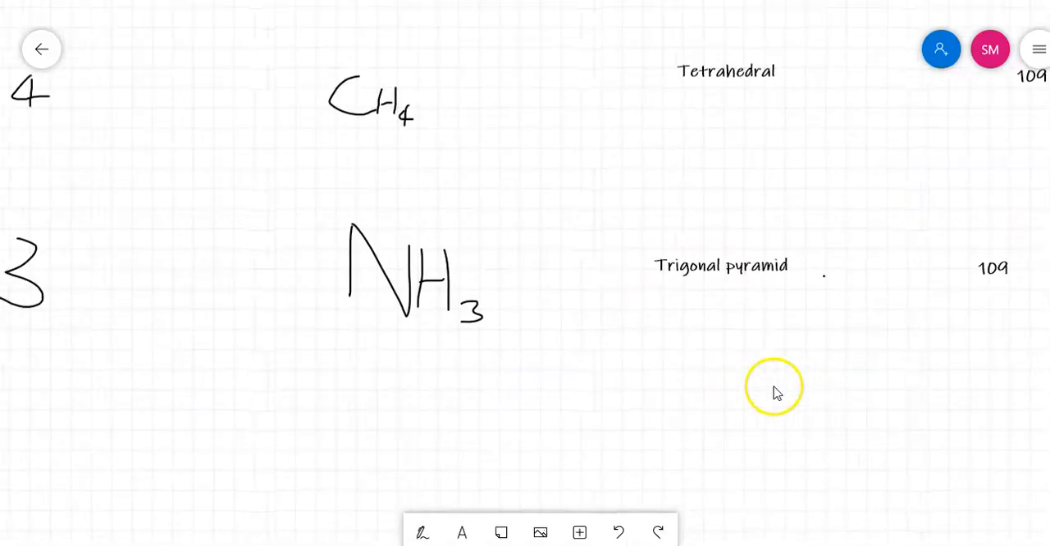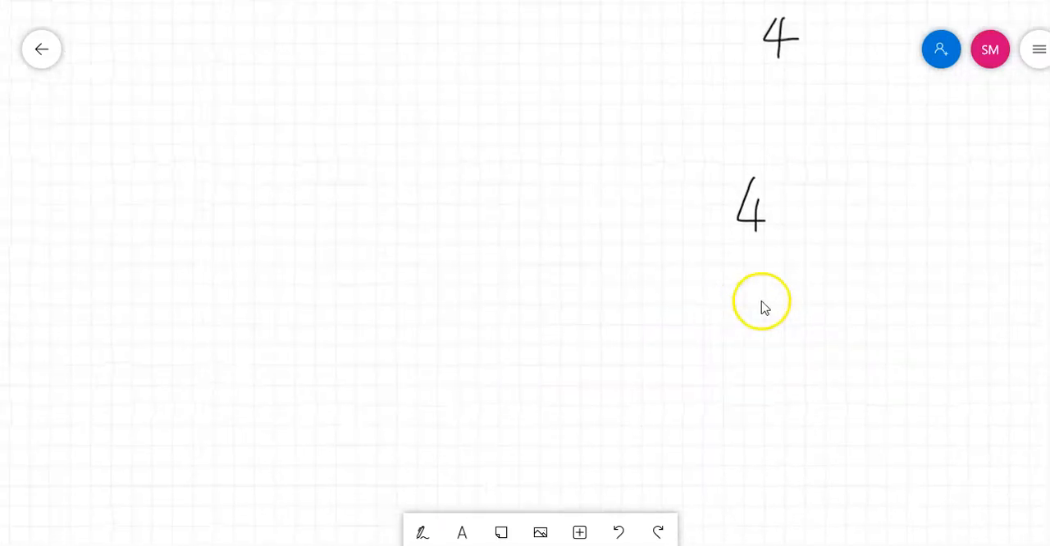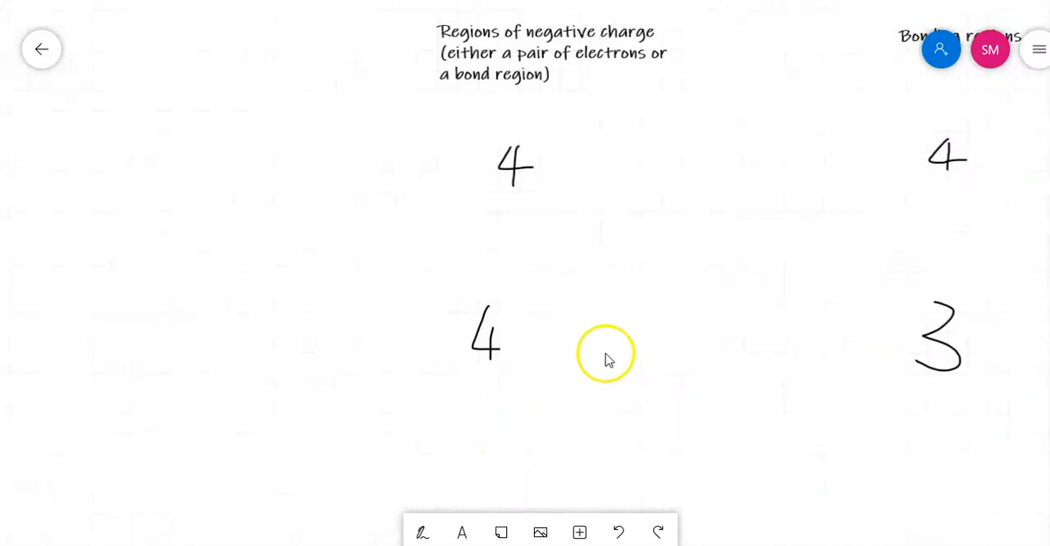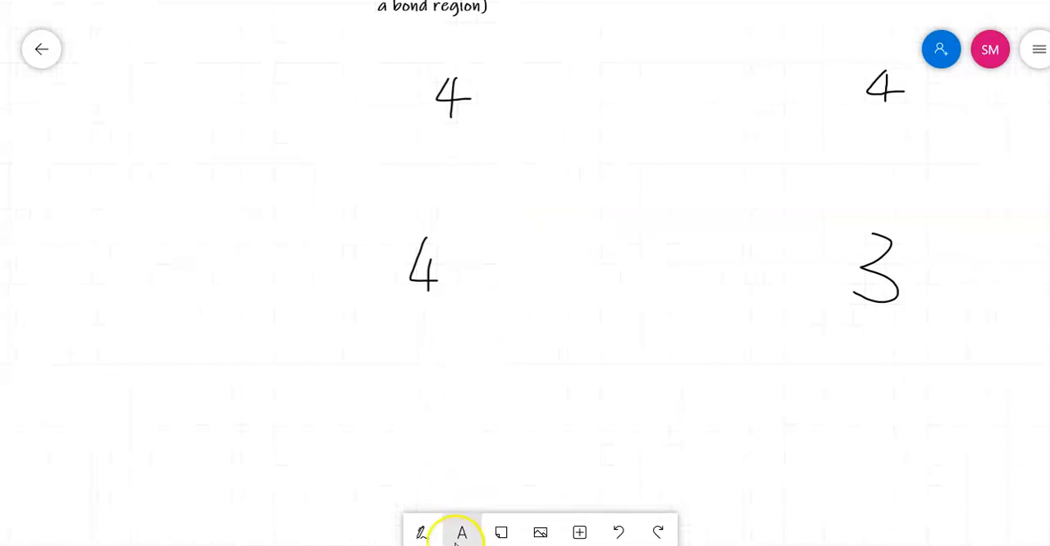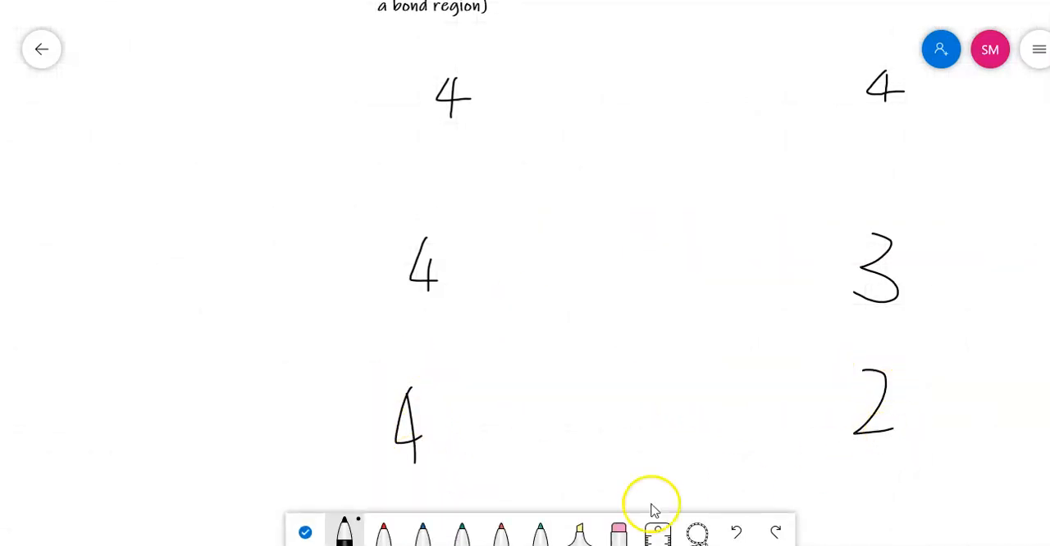So the next one, we'll just move right through this. If we had 4 regions of negative charge and 2 bonding regions.